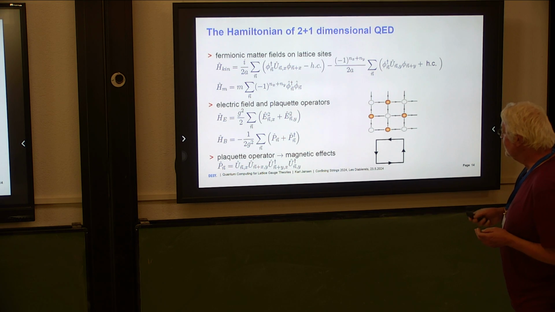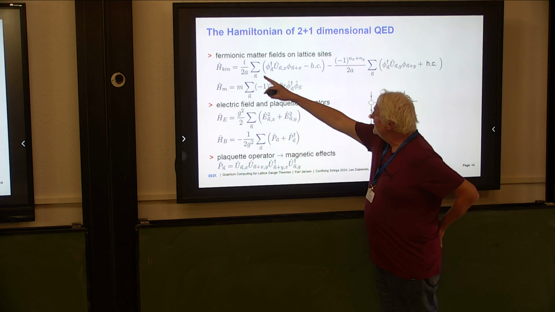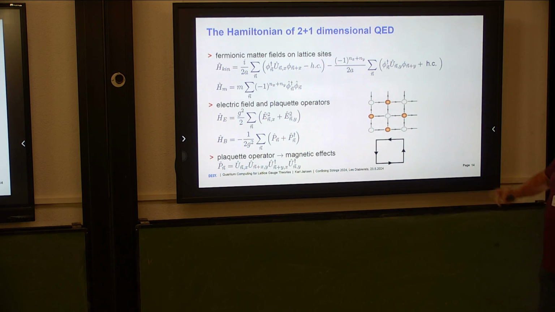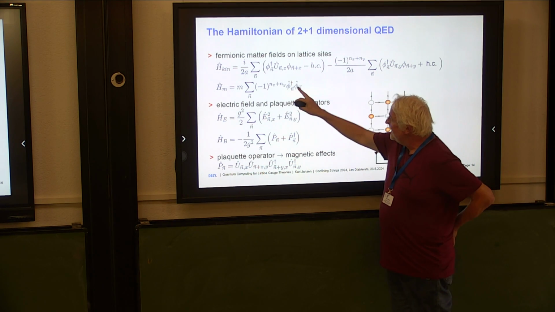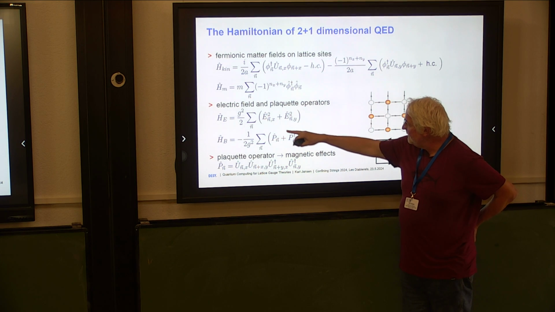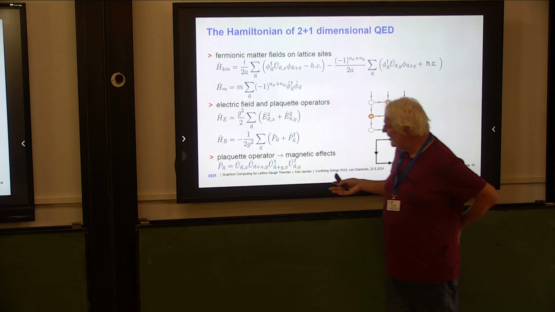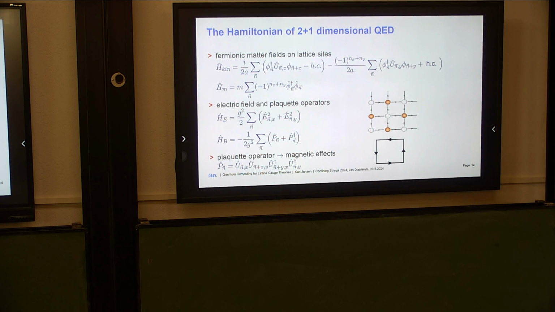The Hamiltonian doesn't look so easy anymore. Again, you have a kinetic term. You have another kinetic term. This is staggered fermions. So here you have a phase vector. You have the mass term. You have the electric part. So this is the electric field operator. And the new effect is that you also have a magnetic part. So this is the plaquette operator.